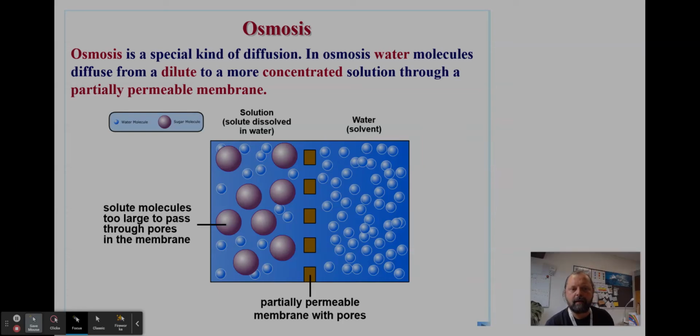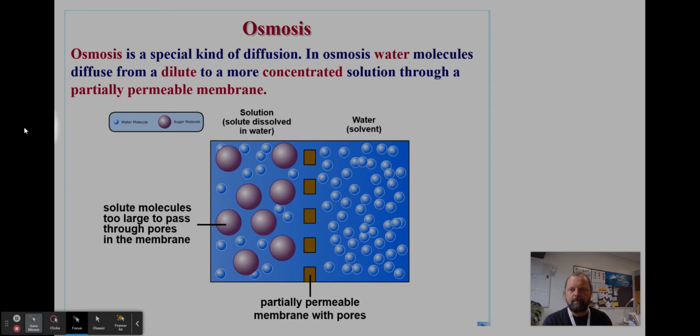Hi Ian, welcome back. This is the second of our videos about how substances move around in biological systems. We're talking about the process of osmosis, which is effectively the diffusion of water.